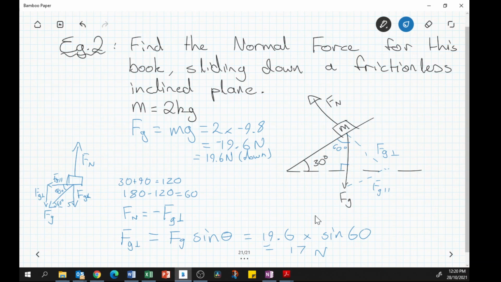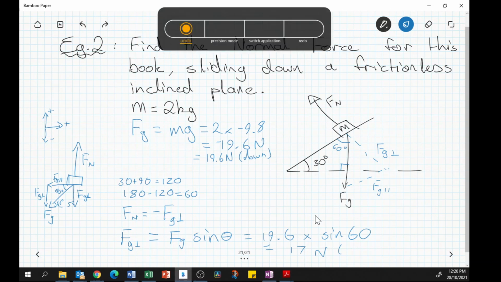Now this is where things get a little bit funky, right? We've said that our normal force is equal to the negative of Fg. That's because this is acting actually downwards. So if we imagine our frame of reference actually being on this angle, that's positive, then this down here is negative. So our perpendicular gravitational force is actually downwards, which means it is actually negative.